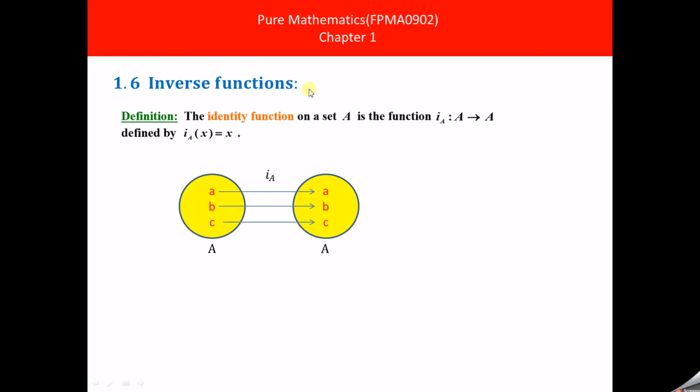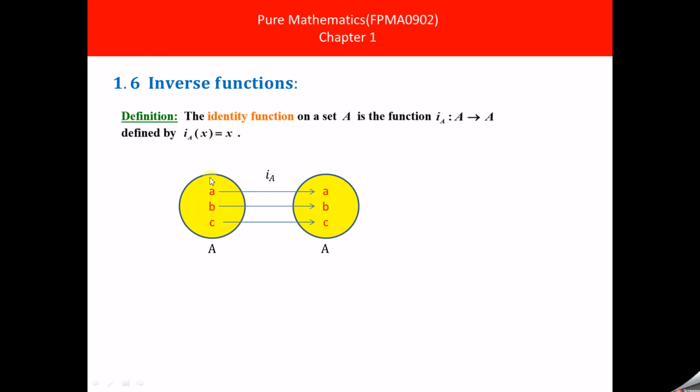1.6 Inverse Functions. Before discussing the inverse functions, let us go to the definition of the identity function. So the identity function on a set A is the function denoted by I suffix A, from A to A, defined by IA at x is equal to x. It means every element is mapped to itself. So x is mapped to x. Such a function we call the identity function.